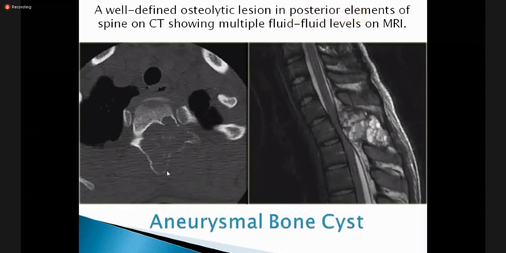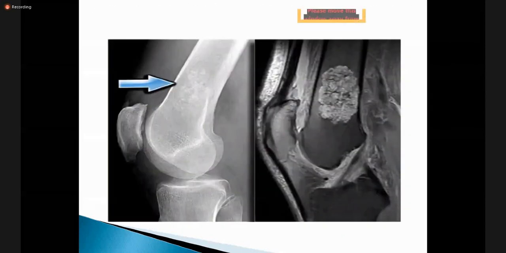Then this is the CT I showed previously for the aneurysmal bone cyst, but we cannot assess what is inside. Aneurysmal bone cyst is a hemorrhagic, vascular lesion in which hemorrhages occur. But on the MRI, we see there are multiple fluid levels. You see the hyperintense signal. There are variable signals which are showing levels. So this fluid level has a certain diagnosis. Most common is the aneurysmal bone cyst.